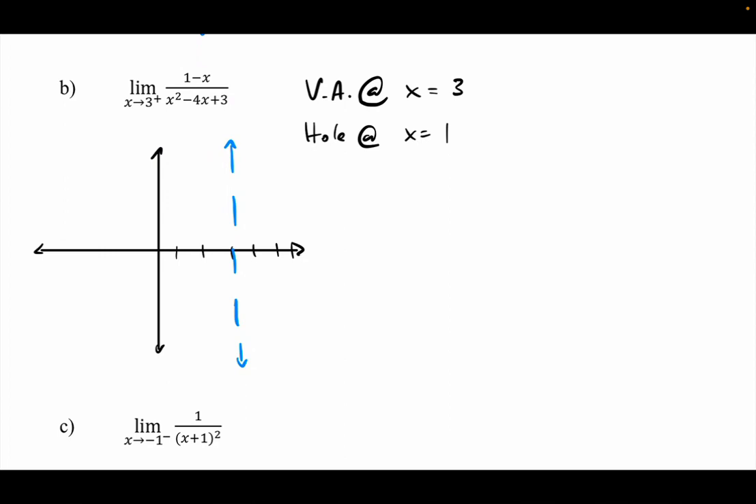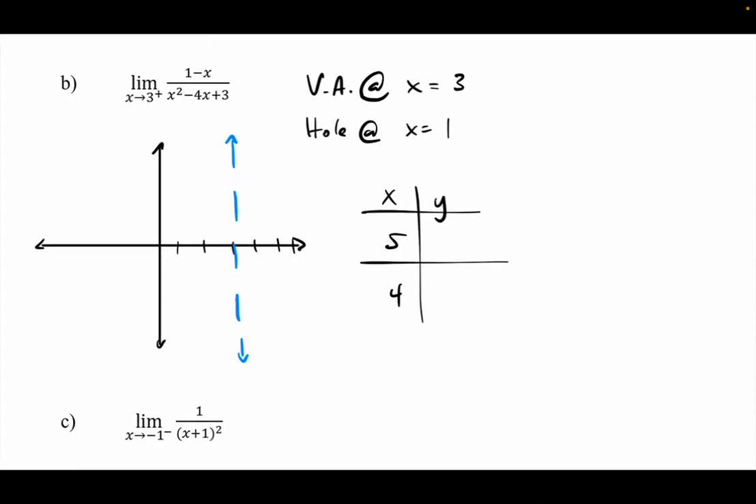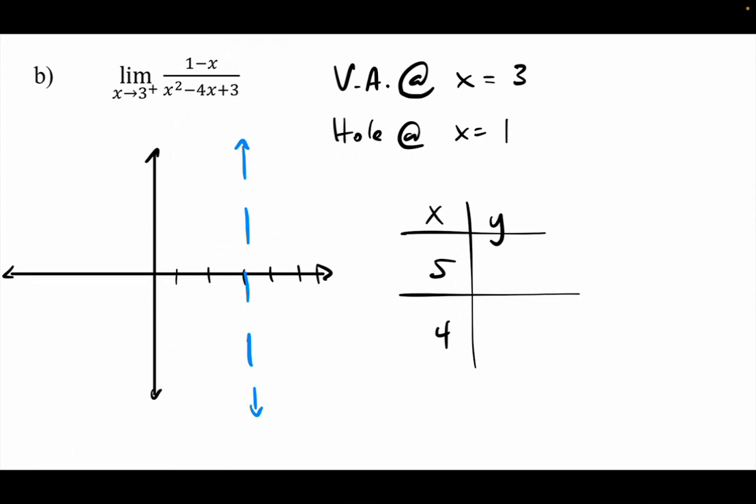So again, I'm going to pick two numbers. I'm going to try to get as close as I can coming from the side. I can't plug 3 in because 3 is going to give me 0, it's going to give me undefined. So the closest whole numbers, I think, would be 5 and 4. That's what I'm going to choose. So 5 first, 4 second. I'm going to plug them into the original. So I get 1 minus 5 over 5 squared minus 4 times 5 plus 3.